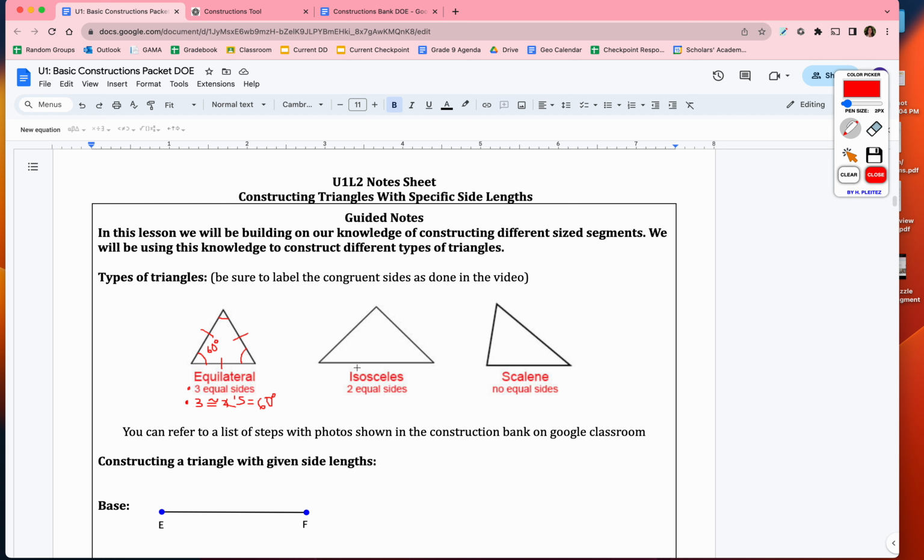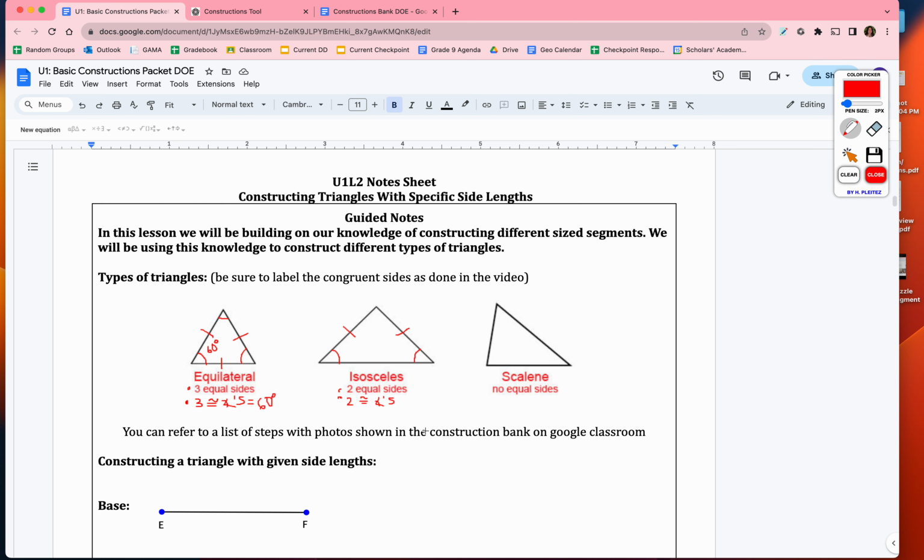Now, you also have an isosceles triangle, which has two equal or two congruent sides, which we can label. And then something that you need to add is that there are two congruent angles. Again, those angles are usually right here, and we want to get in the habit of labeling those.